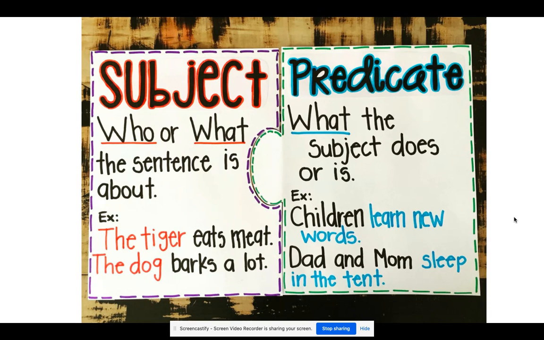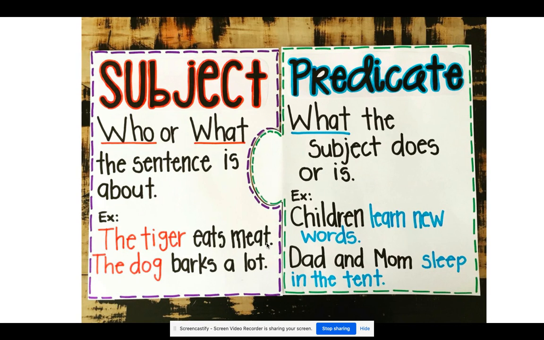We're going to start by talking about a subject and a predicate. So these are the two elements of a complete sentence. Every complete sentence has both a subject and a predicate. So a subject is the who or the what that the sentence is about. So let's look at an example.